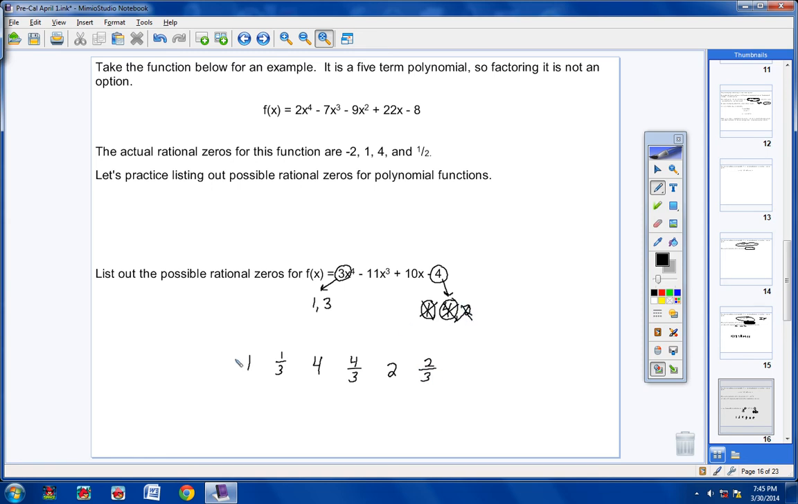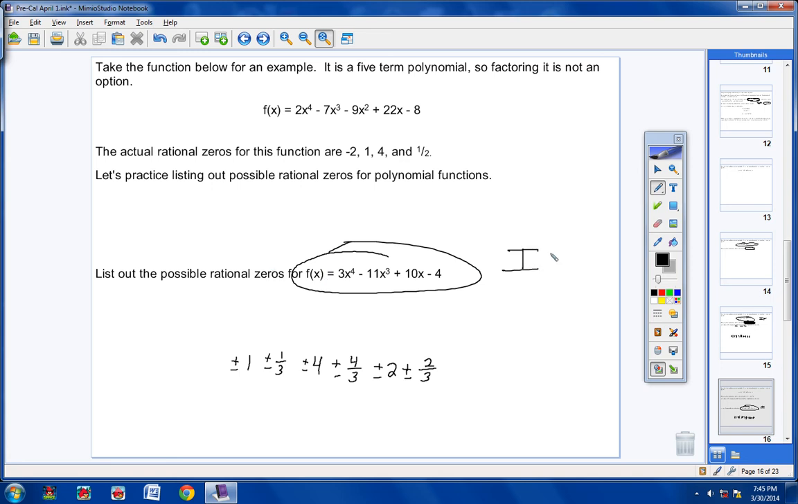And now don't forget, here's what a lot of students forget to do. You put a plus minus in front of each of these. And there we go. Now I'm not saying that this function right here that I'm getting ready to circle has any rational zeros. There are some polynomial functions that have no rational zeros. But if there are any rational zeros that exist for this function, they will be somewhere in this list.